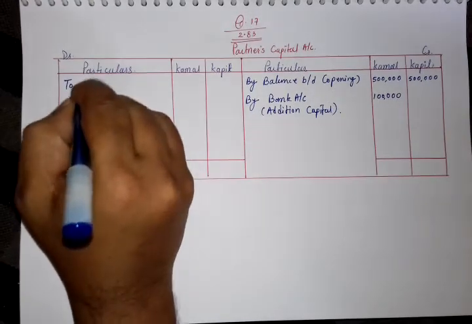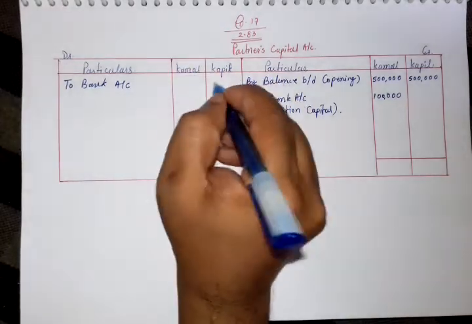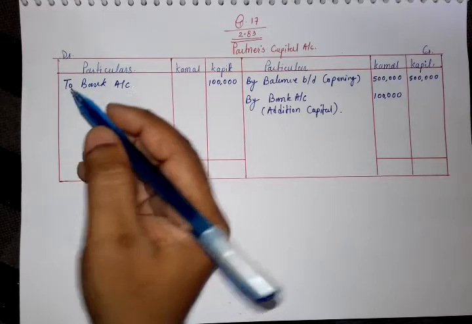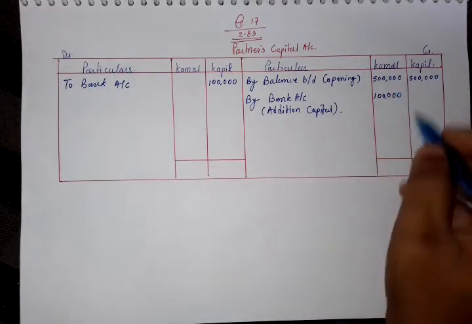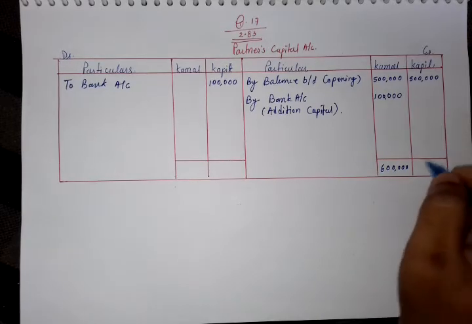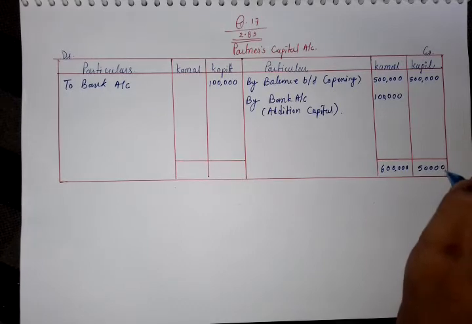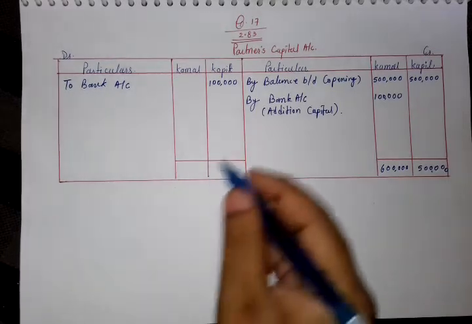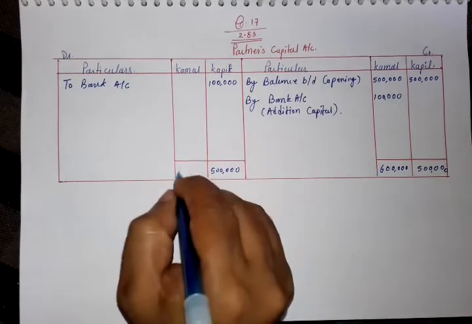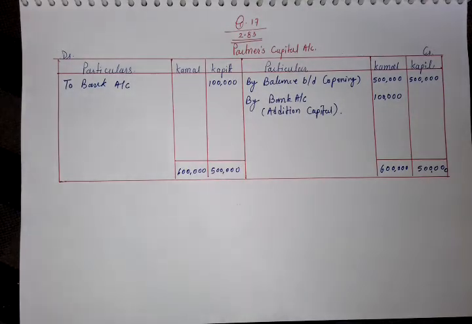Now to again bank account. Why so? Because Kapil withdrew 1 lakh rupees on the same date. Okay. Here the total is 6 lakh rupees, and here 5 lakh rupees. Okay, here 5 lakh and here 6 lakh rupees. So we are having a balance.